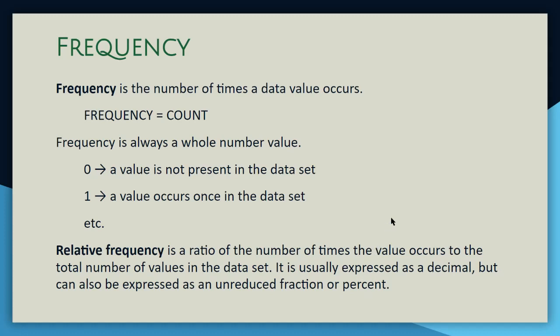So for frequency, we're looking at how many times each data value occurs in the set. We're looking at the weight of each data value in the set. Remember, when we talk about ratio, we're talking about a fraction, which is why we use unreduced fractions.